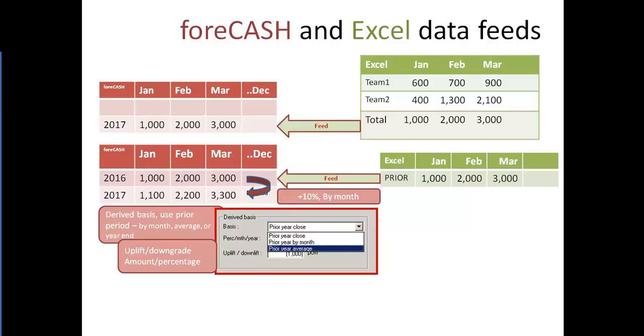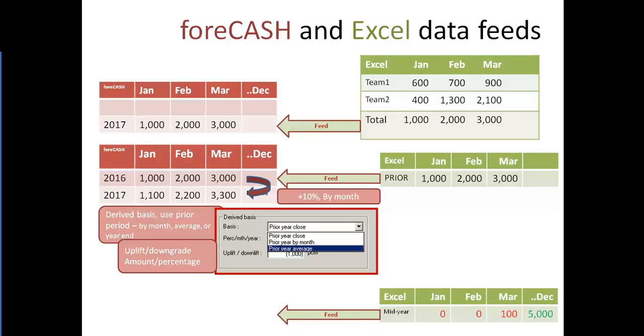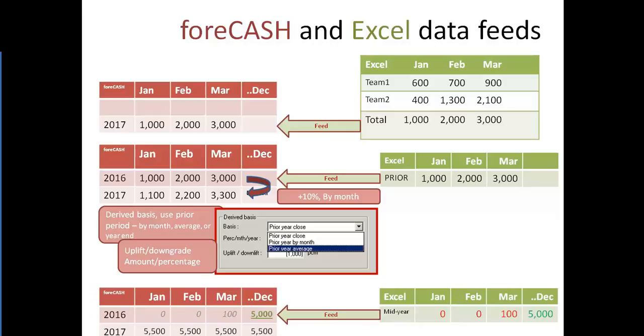Let's look at another situation using derived data. This is a cost which only started midway through the prior year of 2016. This means the zero cost in Jan and Feb 2016 are not a good indication of the 2017 cost. We'll still feed through the whole year for 2016, but importantly, we'll specify that the 2017 figures are calculated in relation to the December 16 figure.